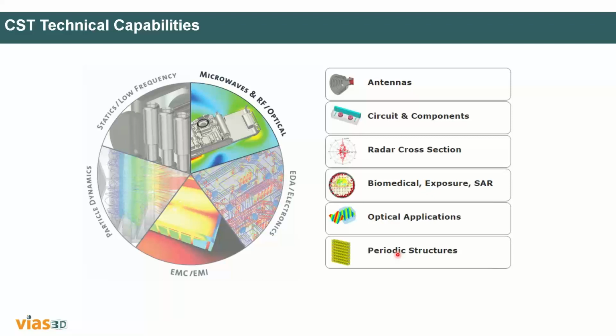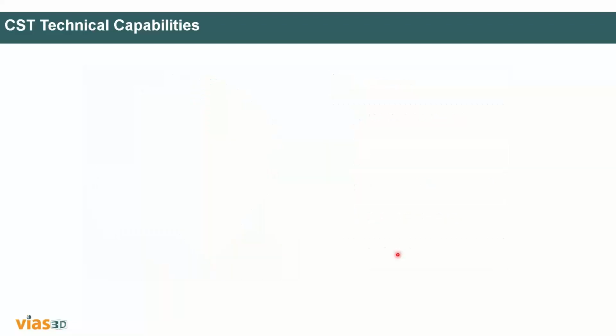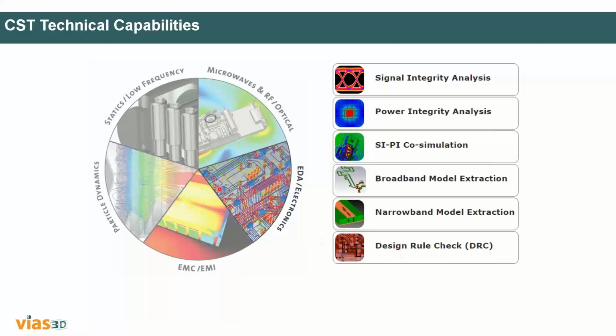Then periodic structures are nothing but the design of frequency selective surfaces or any kind of analysis like that. So you are already familiar with this kind of application. Another block is the electronic design application, or the pure electronics block.